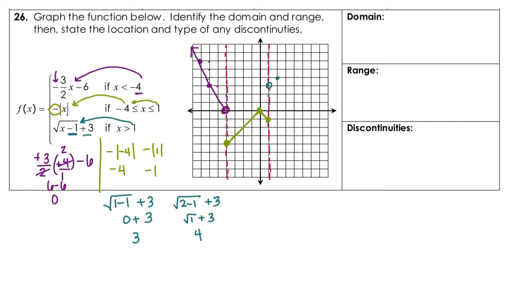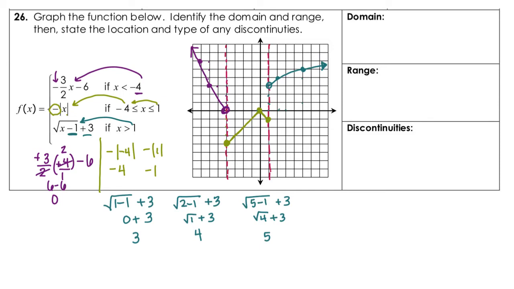Now we could continue on. If you wanted to even get more points, you could plug in a 5 minus 1 plus 3. So that's the square root of 4 plus 3. 2 plus 3 is 5. So you know over at 5, 2, 3, 4, 5, you're up 1, 2, 3, 4, 5. And so that should be enough to get your general shape. So again, you've got something like this. All right, now let's go answer some questions about it.